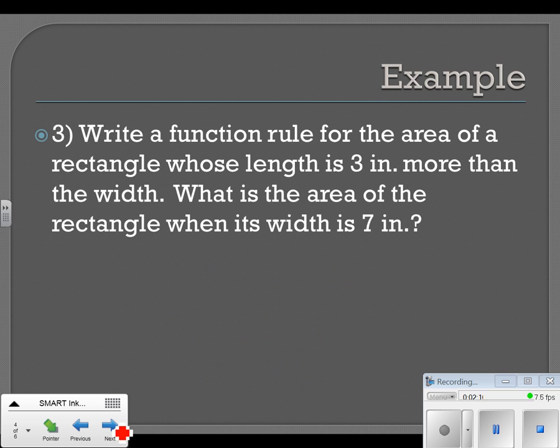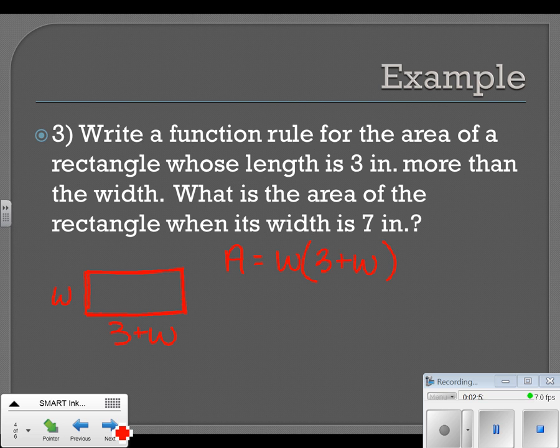In example 3 here it says write a function rule for the area of a rectangle whose length is 3 inches more than the width. What's the area of the rectangle when its width is 7 inches? So we're going to draw a picture of a rectangle. And here we have the width, and we know the length is 3 more than the width. So when we find the area of a rectangle, we know it's length times width. So the area would be W times 3 plus W. That's the length times the width.